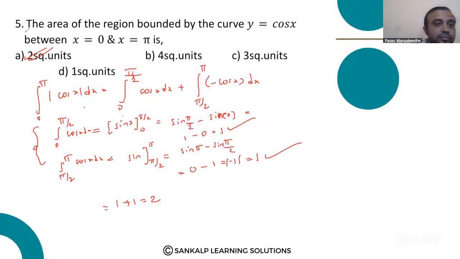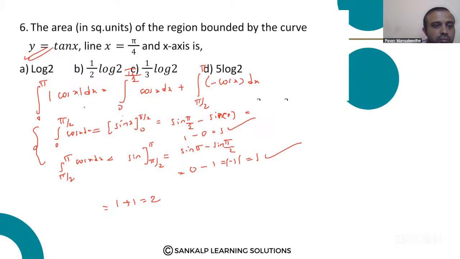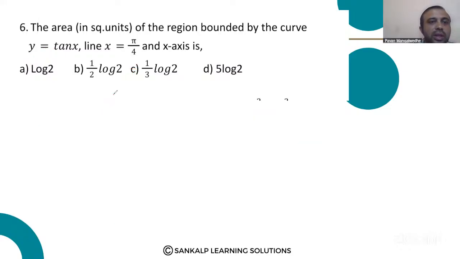Next one, question number 6. The area in square units of the region bounded by the curve y equals tan x, the line x equals pi by 4 and the x-axis is what? Again, 30 seconds for you students, not 1 minute, sorry. Try to solve this.